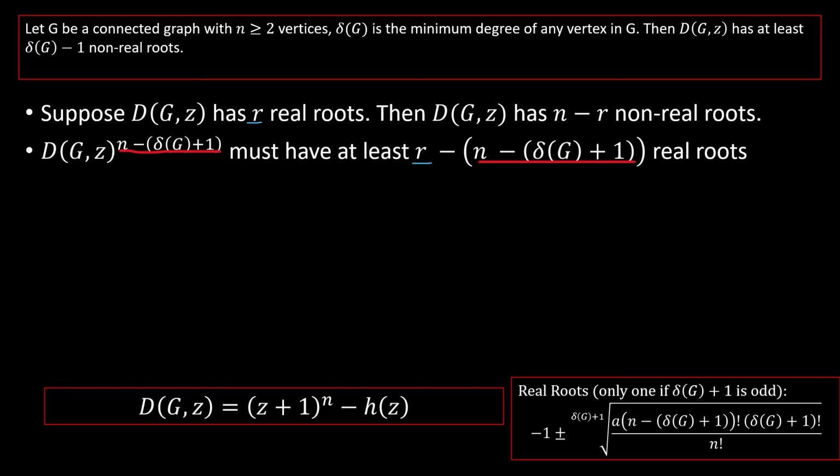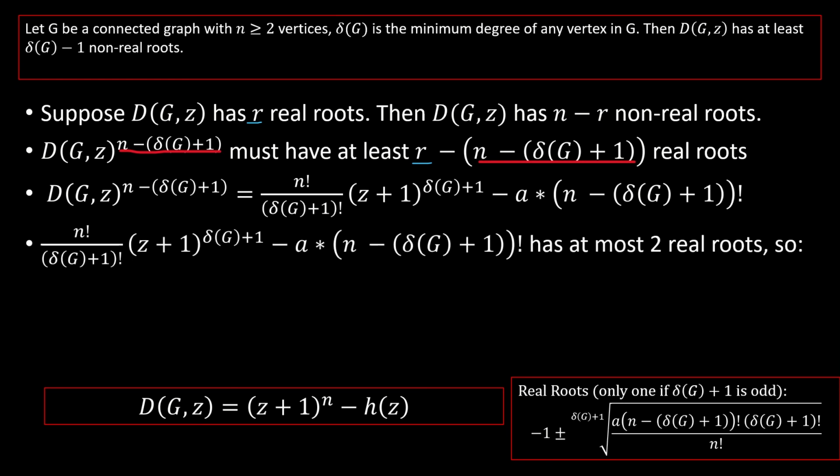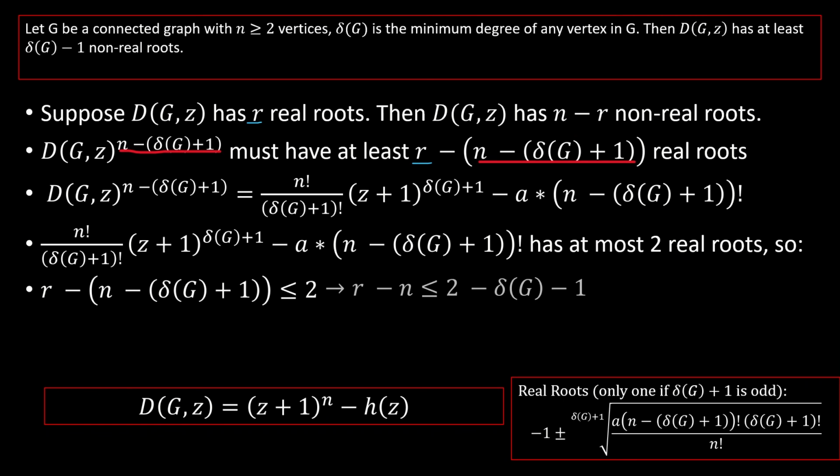Using the representation of domination polynomials from our previous result, we can rewrite this derivative. However, by our previous result, we also know that this derivative has at most 2 real roots, allowing us to set up the inequality below. Moving the n's and r's to one side, we find that n minus r is greater than or equal to delta of G minus 1. And remember that n minus r is the number of non-real roots for D of G, z, so our proof is complete.